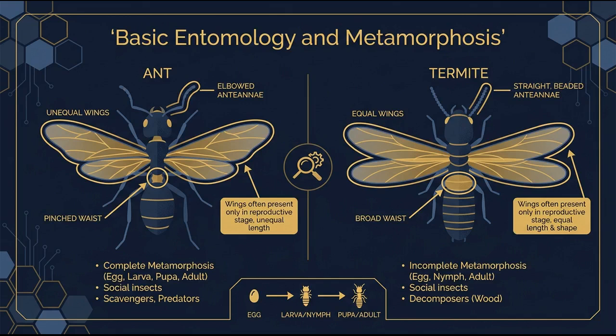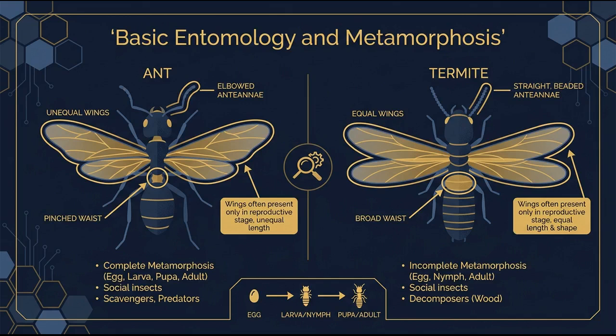Another vital identification skill is distinguishing a winged ant from a swarming termite. Ants have elbowed or bent antennae, a narrow or pinched waist, and front wings that are noticeably longer than their hind wings. Termites, however, have straight, bead-like antennae, a broad waist with no constriction, and 2 pairs of wings that are equal in length. Understanding how insects develop is just as important.